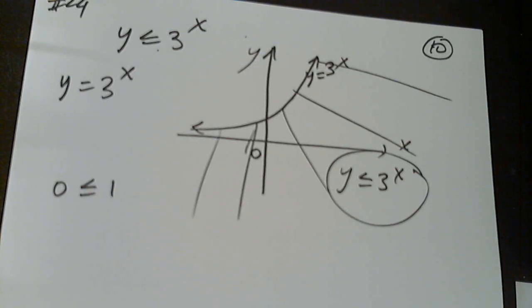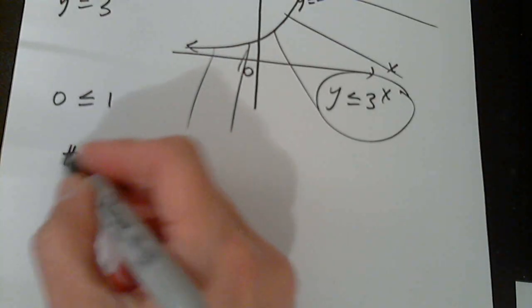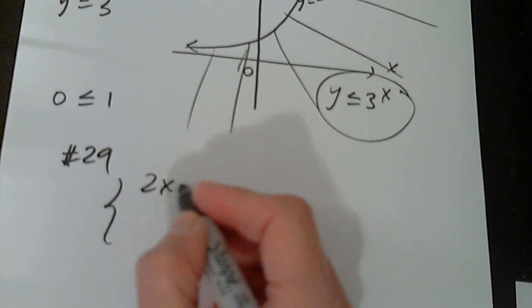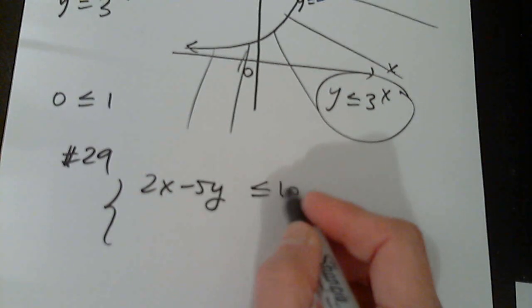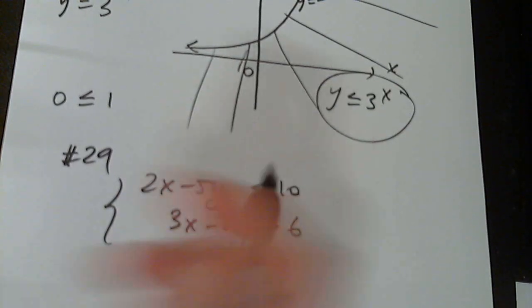Anyone would like to pick, or I will? We start with 29. Absolutely. Good pick. Let's start with 29. 2x minus 5y less than or equal to 10, and 3x minus 2y greater than 6. Perfect.